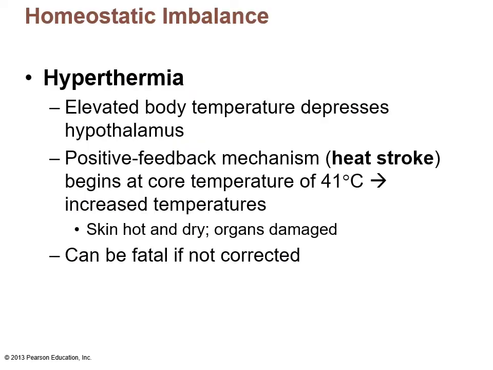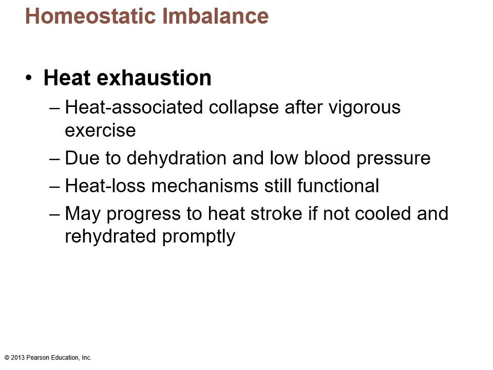So the homeostatic imbalance, hyperthermia: if the temperature gets too high, it can depress the hypothalamus, which is the thermostat that controls temperature. And if you depress the thermostat, that creates a positive feedback mechanism, which can make the temperature continue to increase. That begins at the core, and the increased temperature makes the skin hot and dry, and eventually, because increased temperature denatures proteins, the organs can be damaged, and sometimes it can be irreversible.